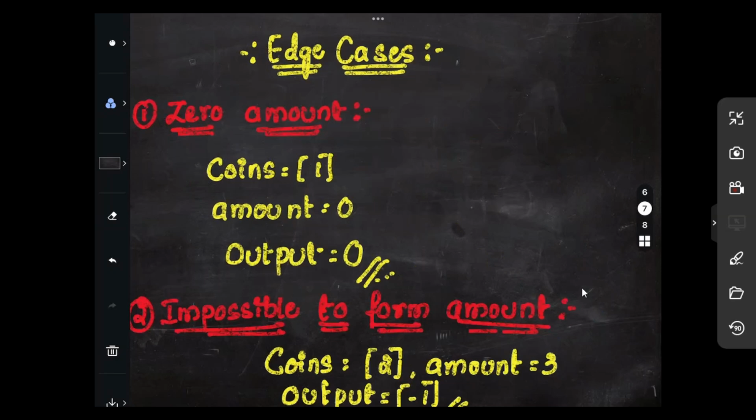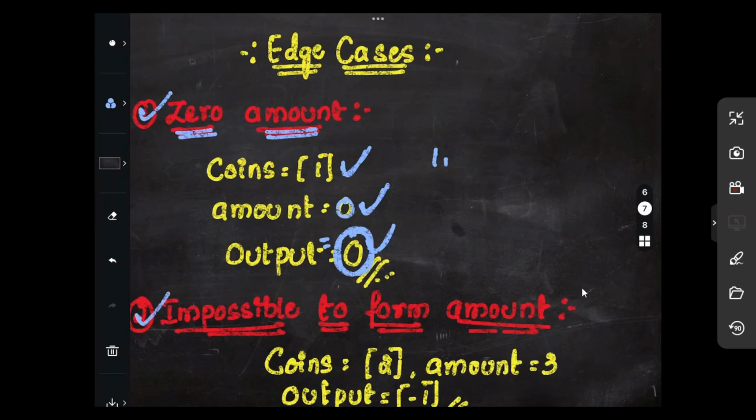So I'll just come here, and this case is 0 amount. Let's go with the first edge case here, 0 amount. Coins we have is 1, amount we have is 0, and the output we have is 0 as well. The output will quite obviously be 0 because the amount they have given here is 0. We have already discussed this one. For the amount 0, 0 number of coins will be required to make up the amount 0.